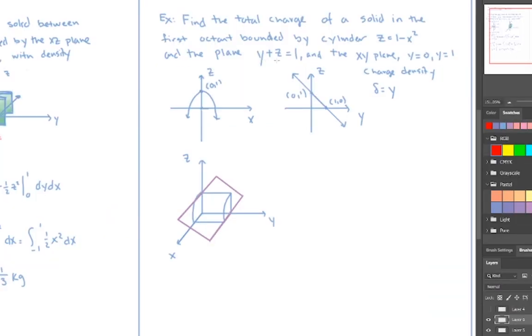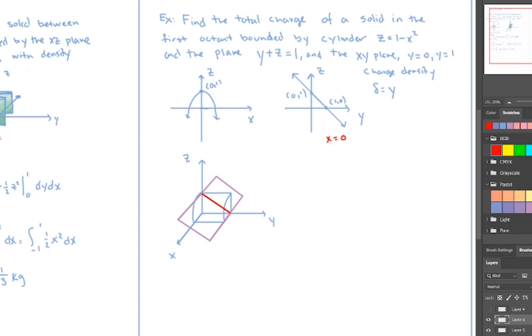Graph the plane y plus z equals 1. Here I graphed the x equals 0 slice of this plane, right here. Then you consider the intersection of these two surfaces, this plane here and this curved wedge shape right here.